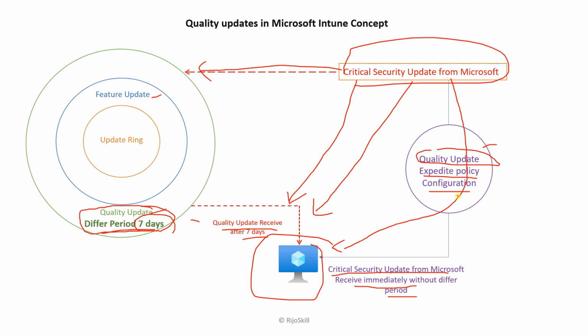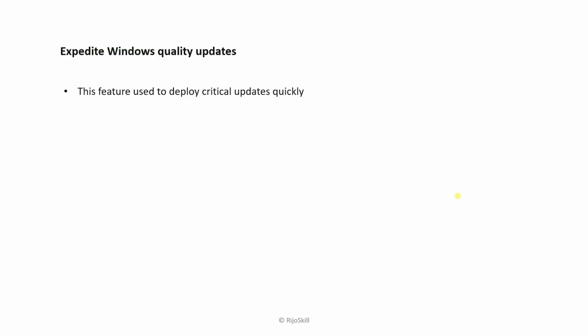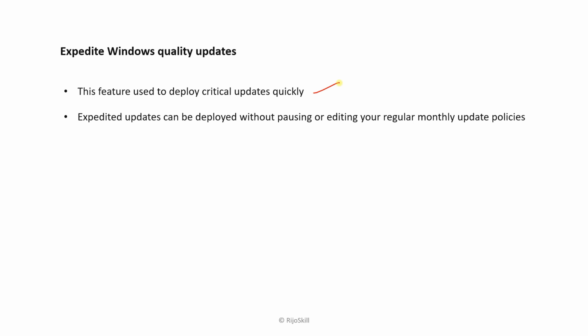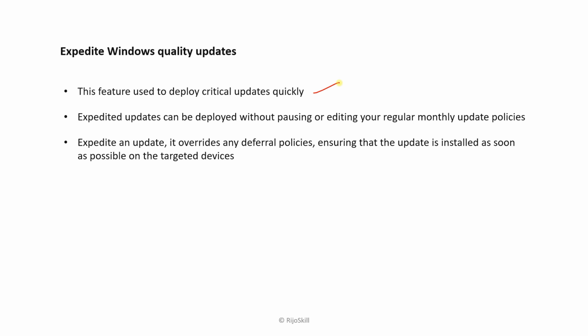We will go into the deeper description. Expedite Windows quality update is a feature used to deploy critical updates quickly, and an Expedite update can be deployed without pausing or editing your regular monthly update. So you do not need to alter your update rings. An Expedite update overrides any defer policy, ensuring that the update is installed as soon as possible on the targeted devices. Once you implement the Expedite update policy, the system will receive the update immediately. Currently only specific Windows security updates can be expedited. This is important: you can only expedite Windows security updates.